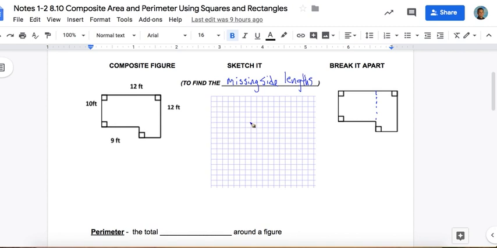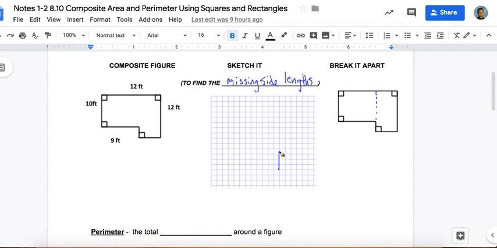And when I sketch it, I'm going to go in order because I know that I'm missing this length right here, but I know all the other ones. I know this is 12, this is 12, this is 10, and this is 9. So I'm going to go ahead and start with the 12. So I'm going to start down here. Just anywhere you can start, just make sure it's towards the bottom.